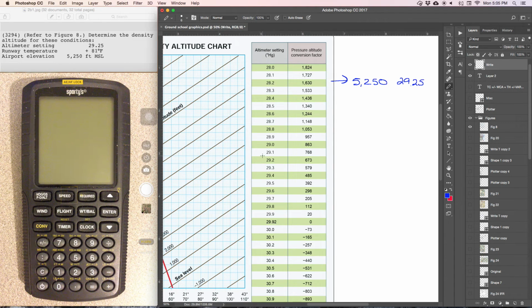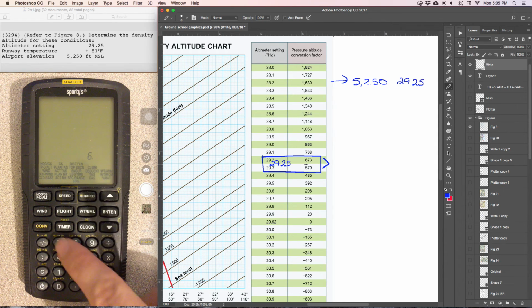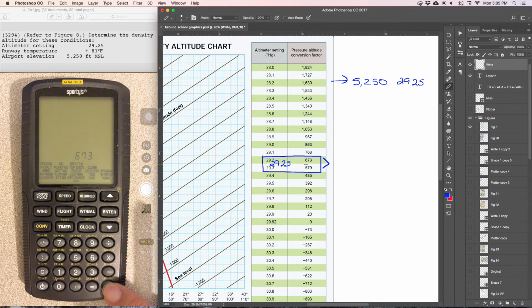So what we'll do is we'll find 29.25, well, and it's not on this chart. It's in between these two. So we have to come up with an average between these two numbers, because 29.25 is going to be about the middle. So 673 plus 579 divided by 2 gives us about 626.